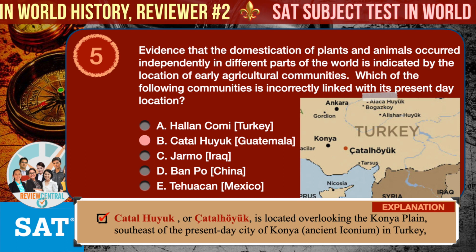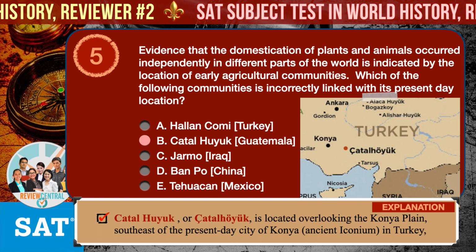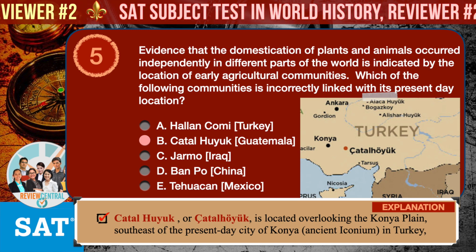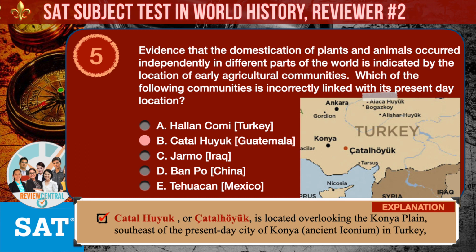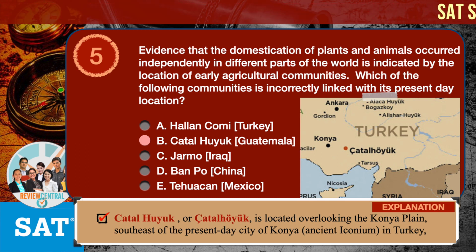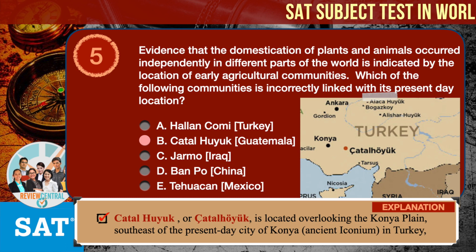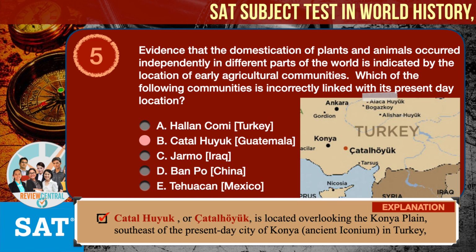While plant domestication occurred at Catalhoyuk, evidence at the Turkish site of Halan-Komi indicates the domestication of animals preceded farming. Evidence in Iraq at Jarmo, China at Banpo, and Mexico at Tehuacan provides additional evidence that different plants were domesticated at these sites independently.